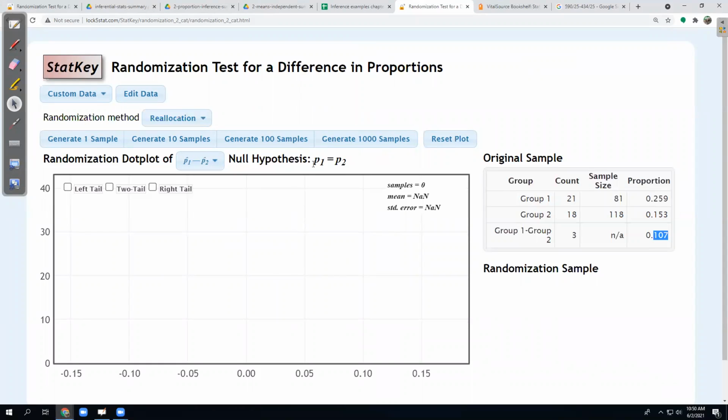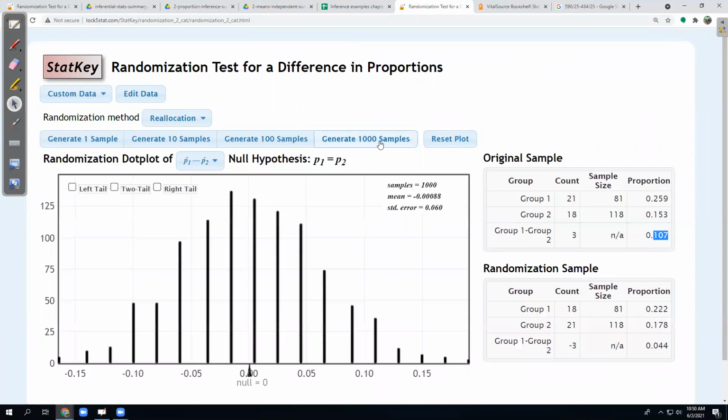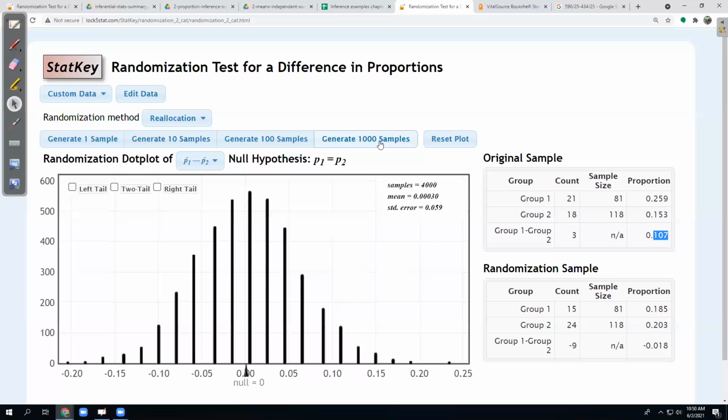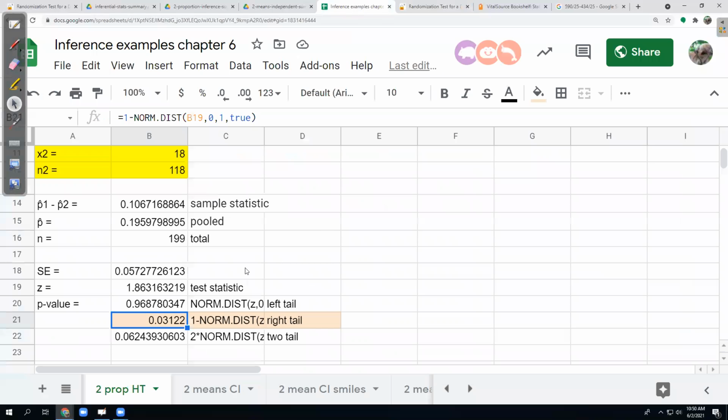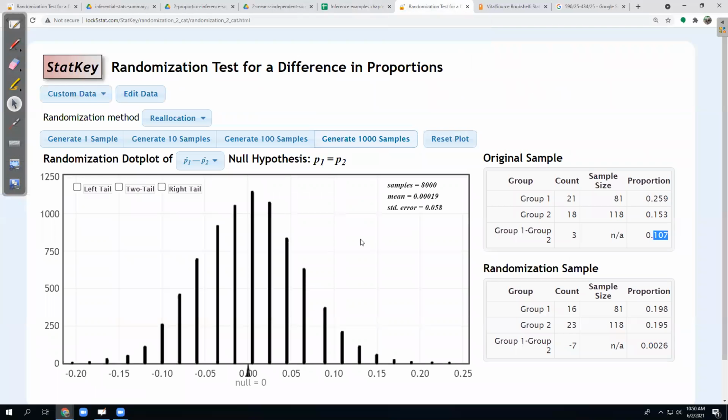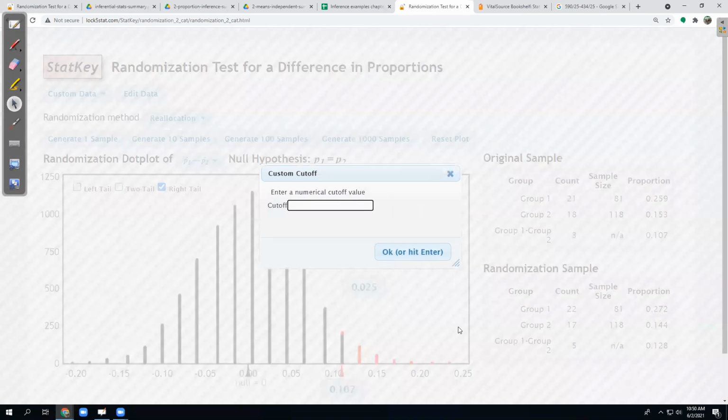All right, data's in here, the null hypothesis StatKey sets for us, and then we just generate. That should be enough. Here, StatKey says the standard error is about 0.058. My spreadsheet thought the standard error was about 0.057. They're close. And again, randomization won't be exactly the same as the central limit theorem, but it'll be close. All right, and then what am I doing? A right tail test. And then I have to enter, oh, look, there's my p-value, my sample statistic. StatKey picked it for me. That doesn't usually happen. Usually I have to look over here, grab that number, and type it in.